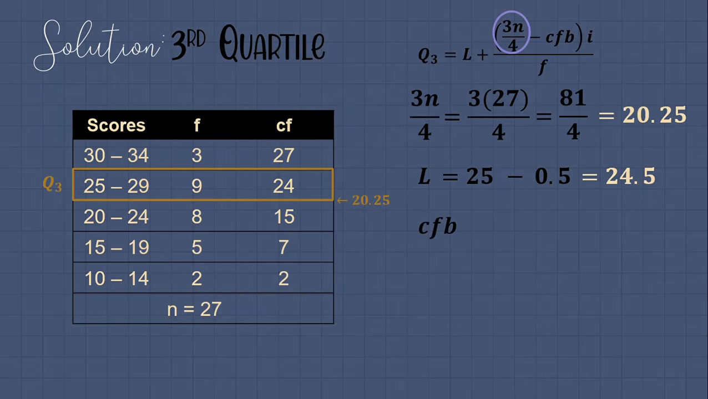The next one, we have our CFB, or again the cumulative frequency from below. The CF below 24 is equal to 15. That is our CFB. The next one, we have again I, or the class size. Since we still have the same given, we still have the same class size, which is equal to 5. And the frequency of our quartile 3 class is equal to 9.